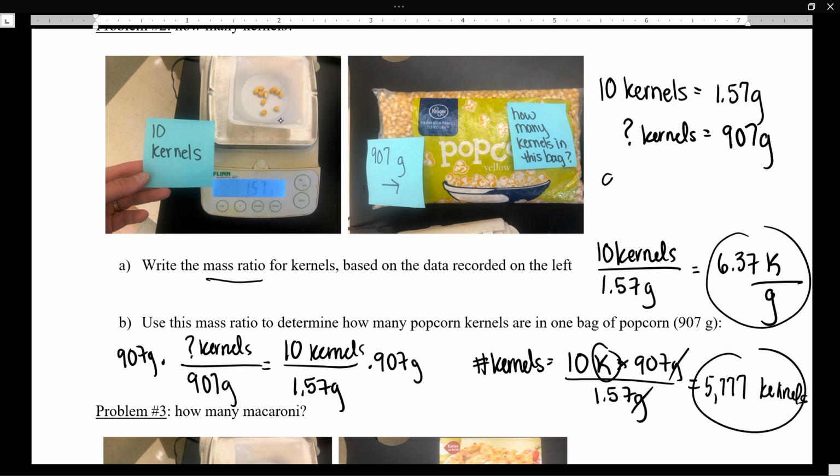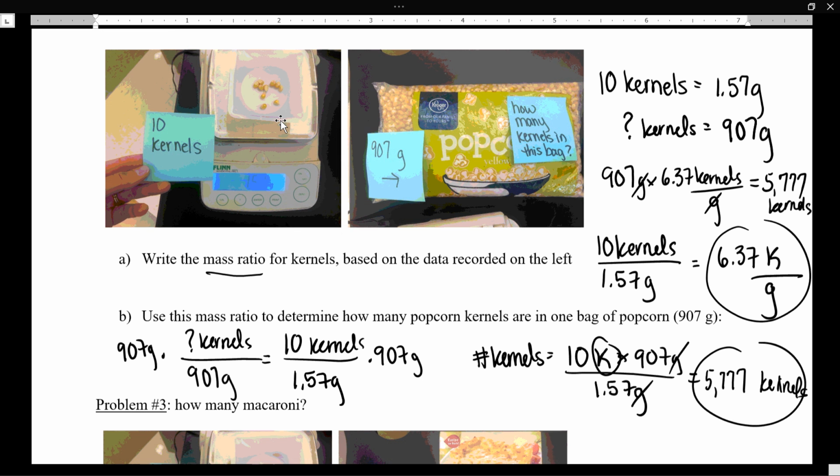Okay, another way you can go about doing this using this version right here is you might say, well, I have a 907 gram bag, and I know there are 6.37 kernels per gram. So you could set it up that way, and you will end up with the same answer. It's the same mathematically, it's just a different way of showing your work. And they're both good because they're both showing your work, they're including units. So there's a variety of ways in which you might set this up.